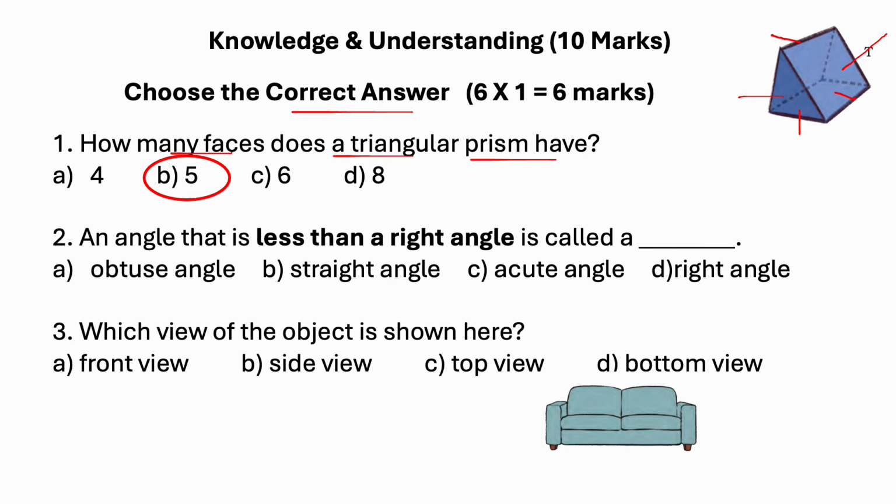Next one, an angle that is less than a right angle is called. Options are obtuse angle, straight angle, acute angle, right angle. A right angle is an L-shaped angle. So an angle that is less than a right angle is called acute angle. See this angle, this is an acute angle. This is less than right angle. So answer acute angle.